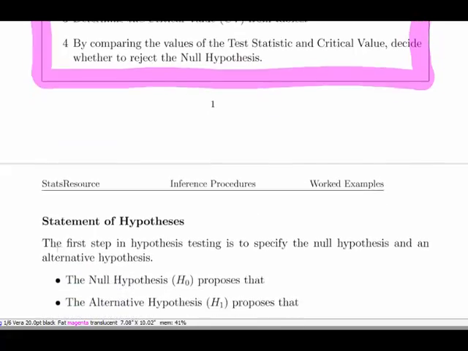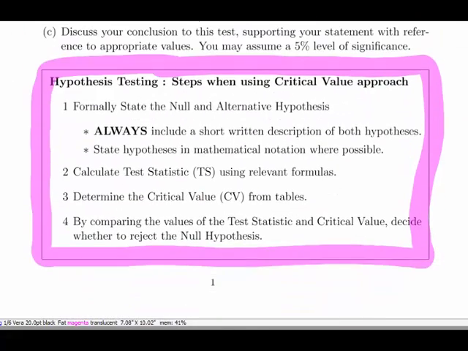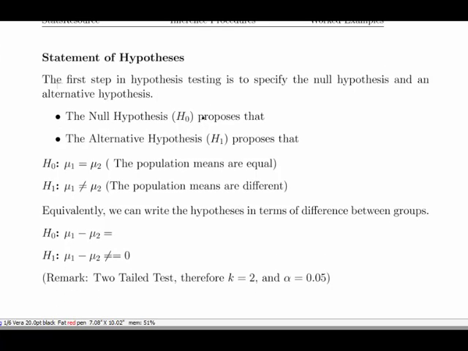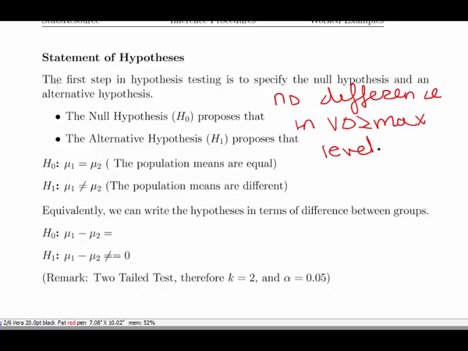Okay. If you want to take a look at that and have a quick read of that, you can just pause the video. So essentially what we're going to do is specify the null and alternative hypotheses. So the null hypothesis proposes no difference in VO2 max levels. Okay, just a quick statement like that, with what is told to you in the question.